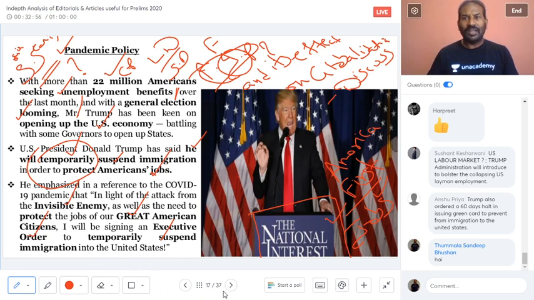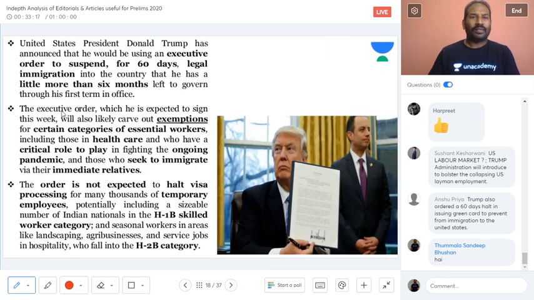So definitely he is trying to woo the voters through a measure of suspending immigration, coming up with Trump's new immigration policy. So he said that he will go ahead with the executive order to suspend for 60 days. So when we are talking about temporary, it is for 60 days, the suspension of legal immigration into the country.